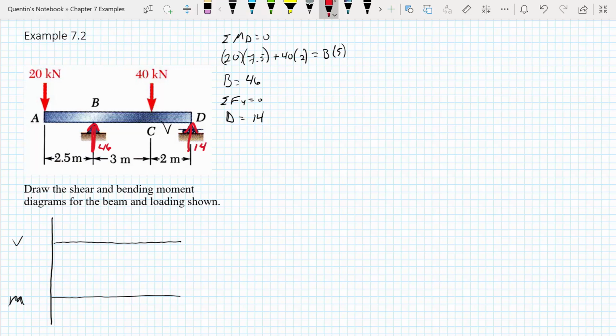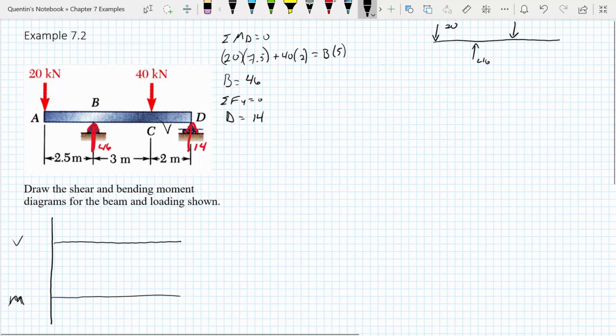Now we have our nice simple beam, right? So I'll draw this over here. Again, I think it's going to work better like this. And draw a straight line, a beam. So I have 20 coming in here. A little bit later, I have 46 coming up there, and then 40 coming down there, and then 14. Okay, so that's what we're dealing with.